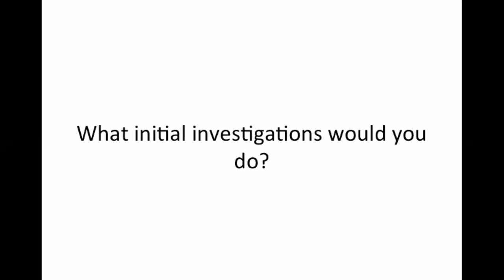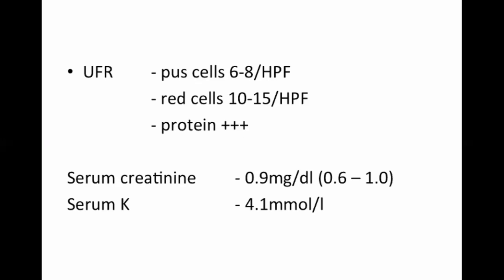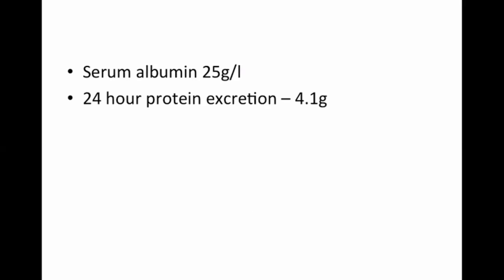Urine full report. Okay, so urine full report shows pus cells 6 to 8 per high power field, red cells 10 to 15 per high power field, protein 3 plus, serum creatinine is 0.9 and potassium is 4.1. And serum albumin comes as 25 grams per liter. 24-hour protein excretion is 4.1 grams. So what is the diagnosis?